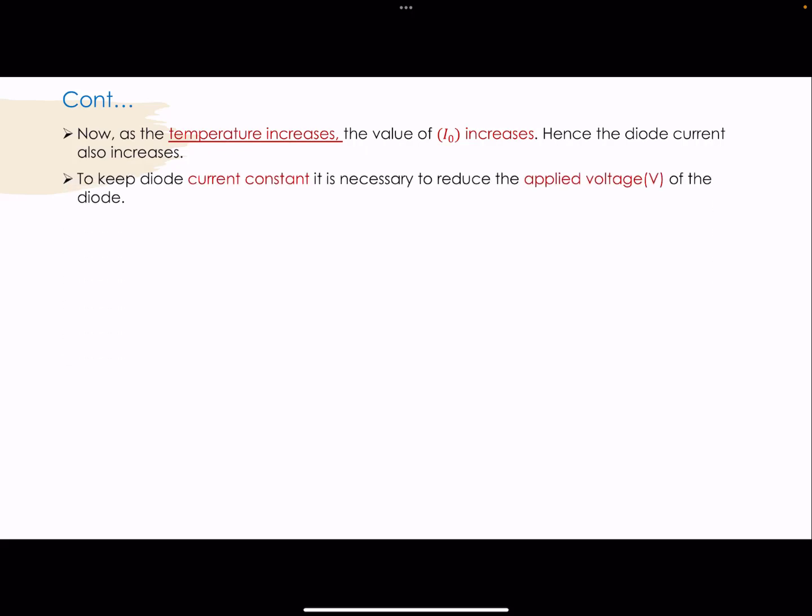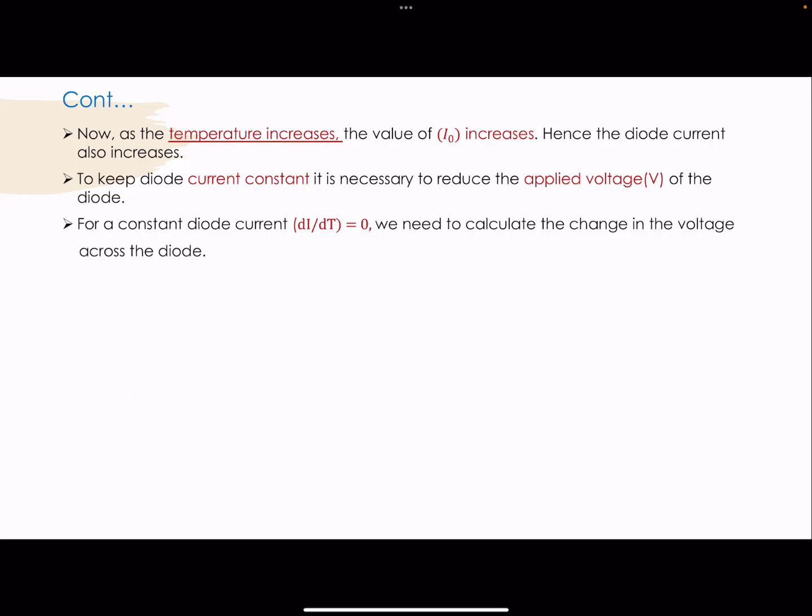increases. So to keep the diode current constant, it is necessary to reduce the applied voltage of the diode, and for a constant diode current, dI by dT equal to 0, we need to calculate the change in the voltage across the diode. So we know the diode current equation, which is expressed as I is equal to I0 into e to the power of V by eta Vt minus 1.